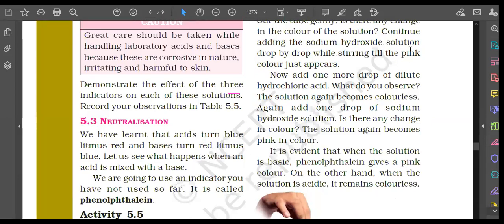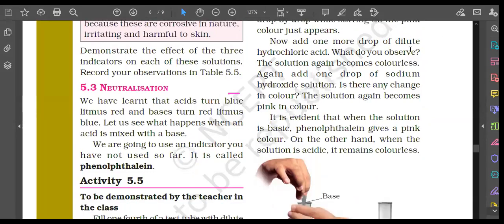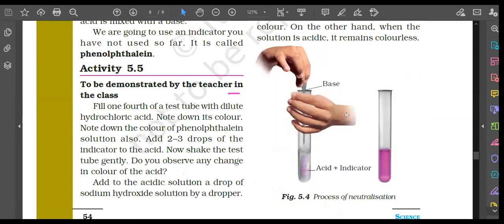Now take one more example. You have acid here. Just imagine you have acid and litmus paper. It will be red in color, yes or no? Now try to add base slowly, drop by drop. What do you think will happen?